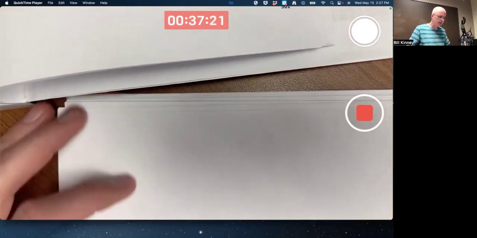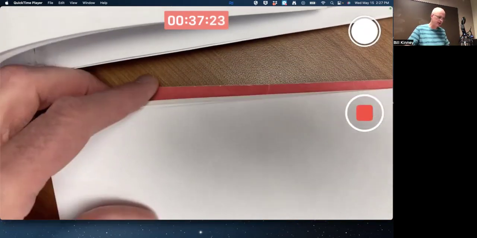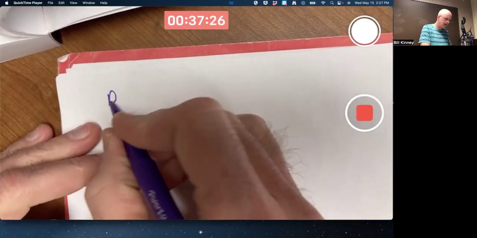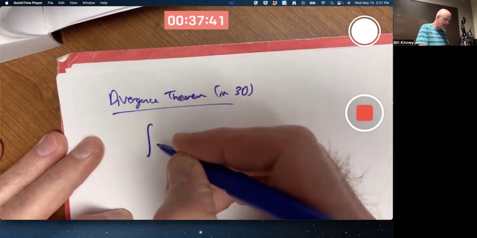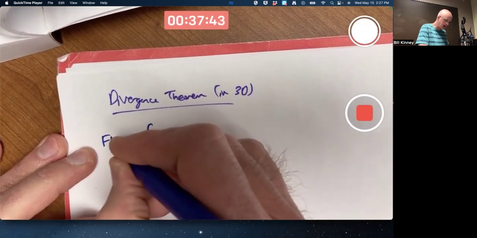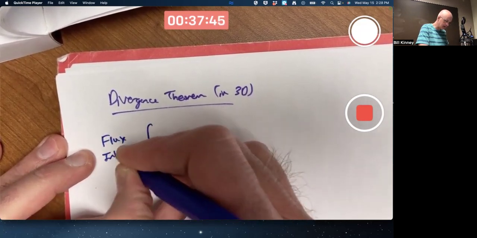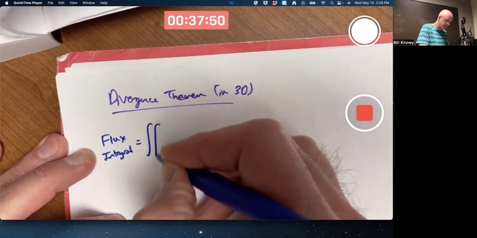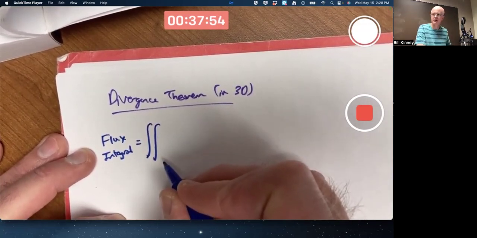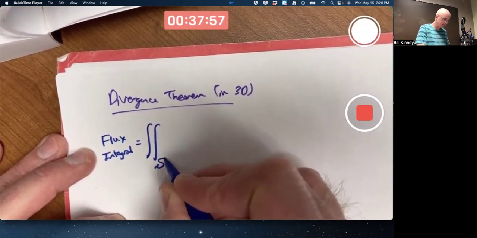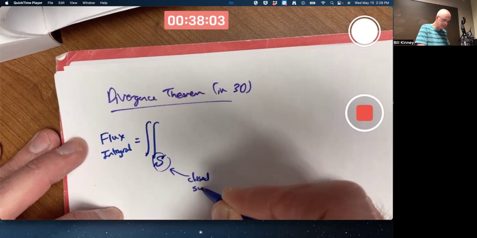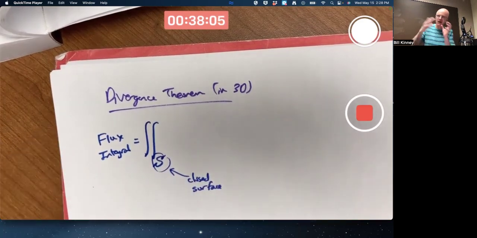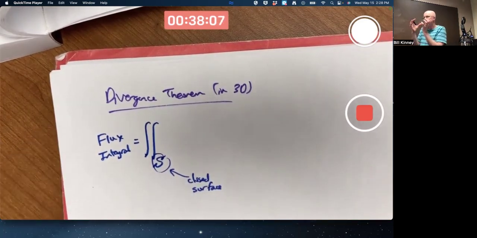So the divergence theorem in space, there is also a two-dimensional version, says under certain conditions, the flux integral, and we should call this a flux integral of a vector field over a closed surface. The surface here is a closed surface, meaning it encloses a solid, a three-dimensional solid.